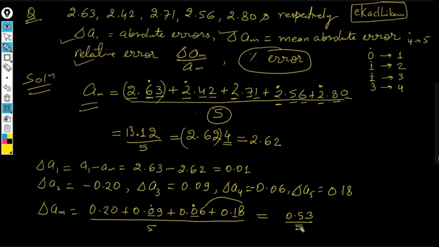So 0.53. Yes or no? Yes. I think I am missing a number here. 0.01. Yes, so 0.01 will also come. So plus 0.01, so it will be 0.54, right? Yeah. Okay. Now after that, 0.51 and 0.58.